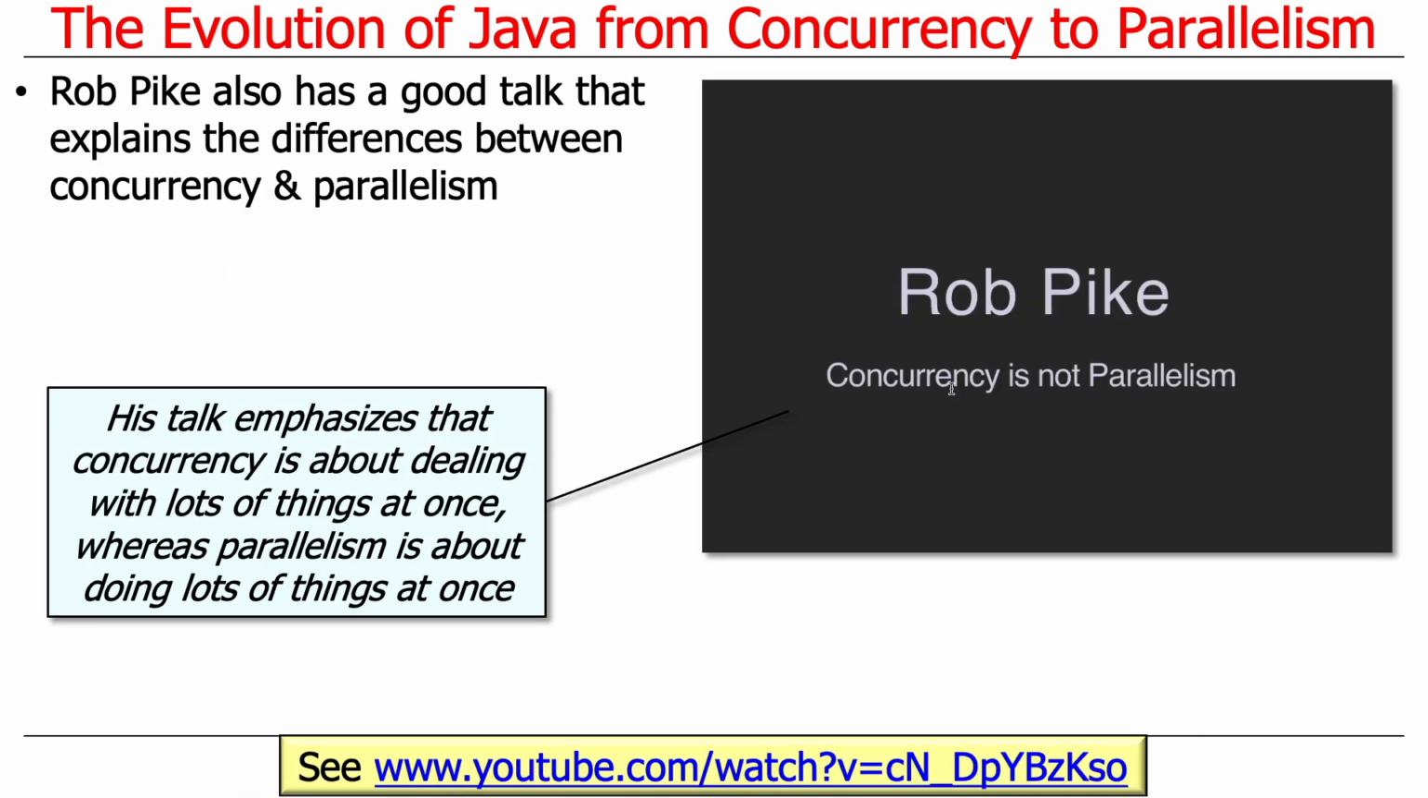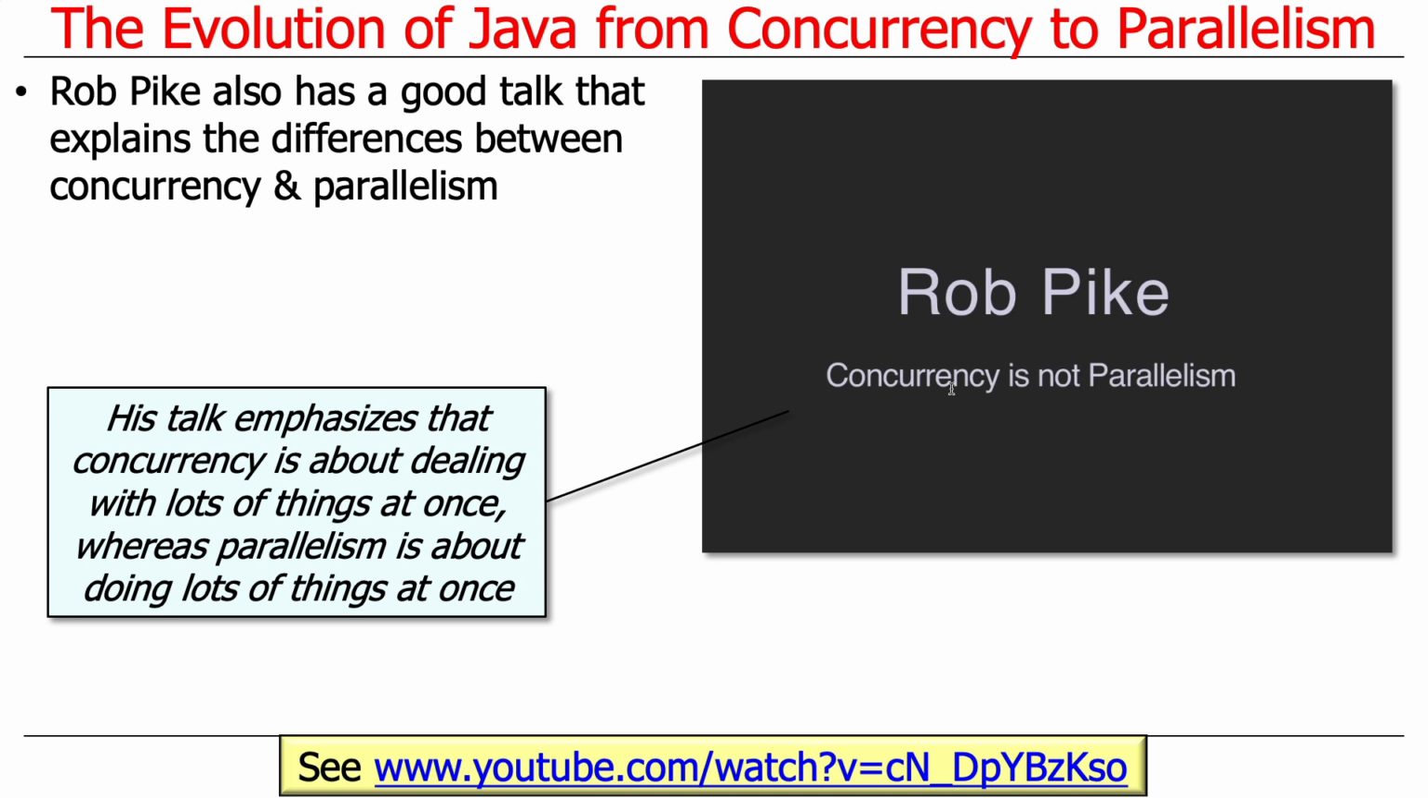There's also a great video by Rob Pike, who was a famous contributor at Bell Labs in the Unix and Plan 9 days, and then I think he's at Google now. He's kind of the driving force behind the Go programming language. So if you know anything about Go, he's one of the movers and shakers there. And he has an interesting talk about how concurrency is not parallelism. He differentiates these things by saying concurrency is about dealing with lots of things at once, whereas parallelism is about doing lots of things at once. And that's a reasonably good definition.